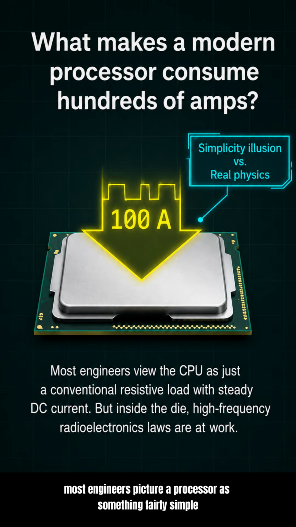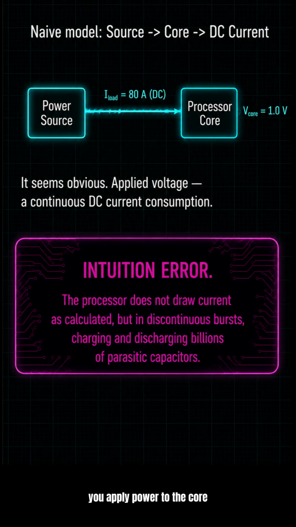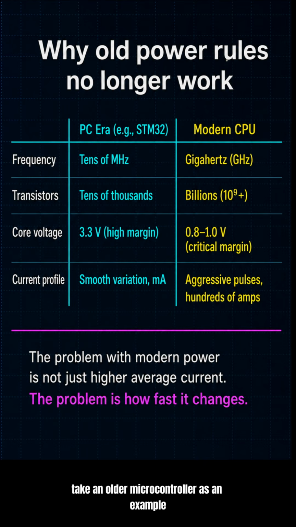Most engineers picture a processor as something fairly simple. You apply power to the core, it runs, and it draws some amount of current. But inside a modern processor, the physics is far more complex. Take an older microcontroller as an example.